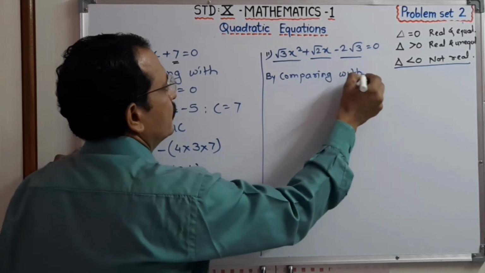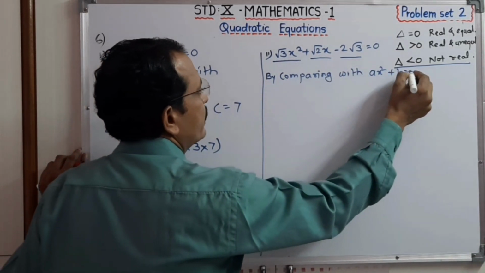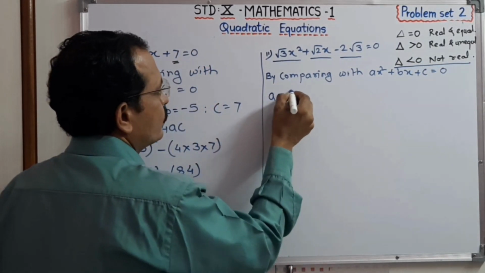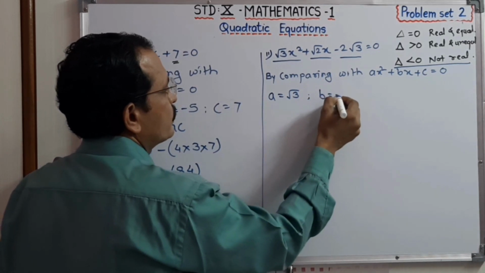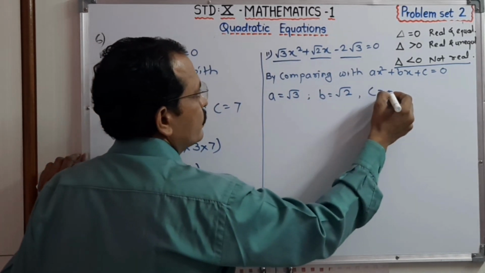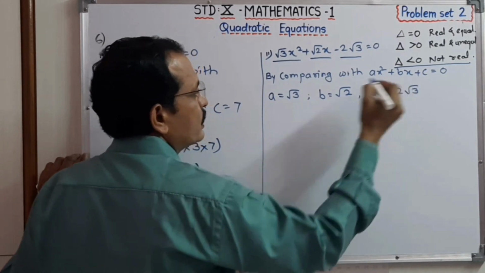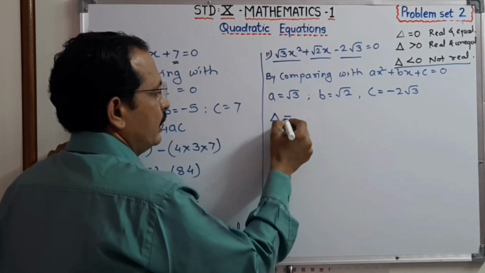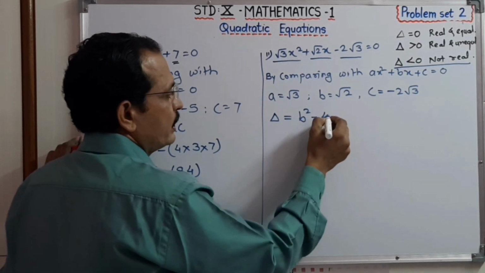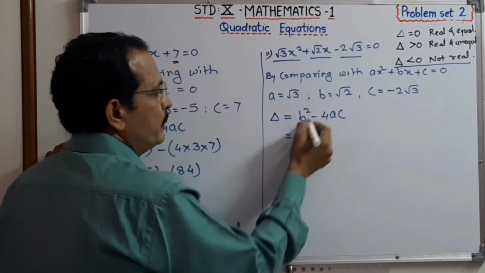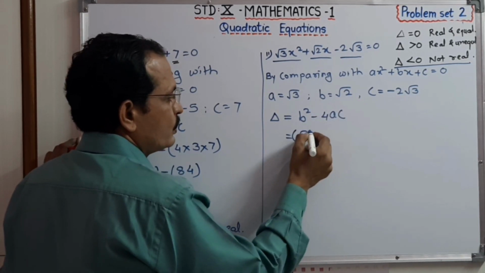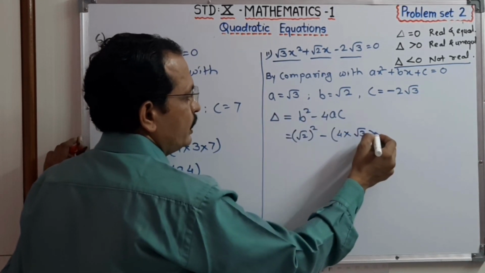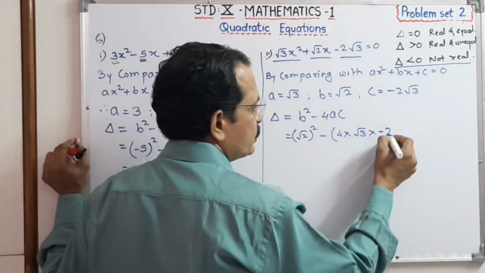Therefore directly we write, by comparing with ax square plus bx plus c equal to 0, we get the value of a is equal to root 3, b is equal to root 2, and c is equal to minus 2 root 3. And here we have to find the delta, delta is b square minus 4ac. b is root 2 square minus 4 into a, root 3, into c, which is minus 2 root 3.